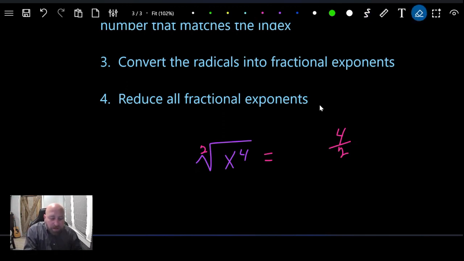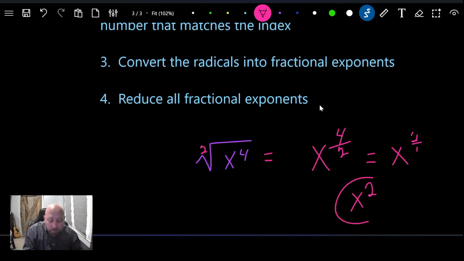Let me rewrite that x so it's a little bit bigger there, so it actually looks like an exponent. Okay, so there we go. Now what do we do? Reduce all fractional exponents. So this equals x to the what? 2 over 1, or x squared. And that's your answer.